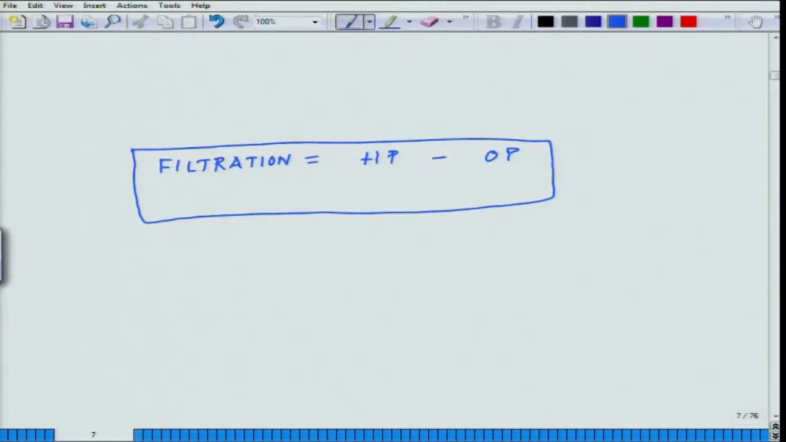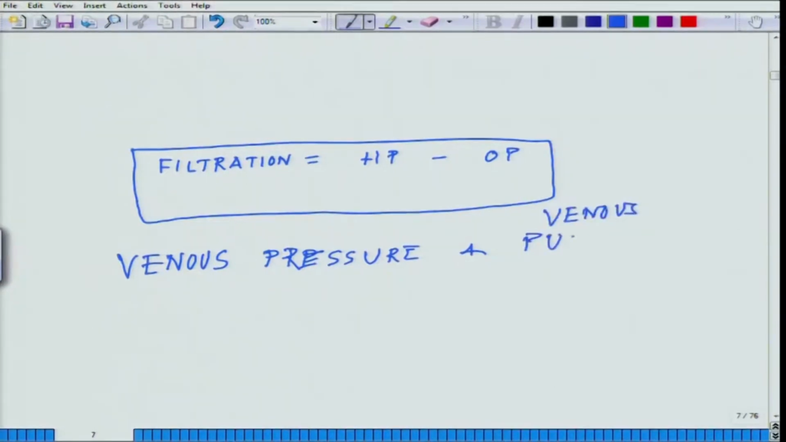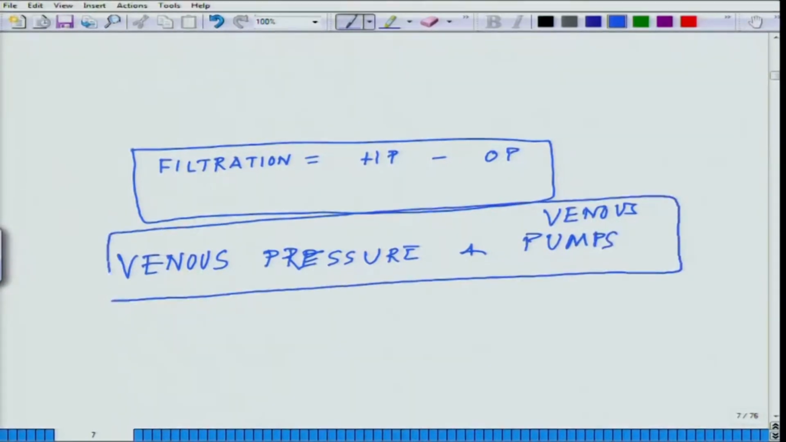So, with this I will move on to the last tail piece of this, which is basically venous pressure and venous pumps. So, again I will take you to a practical situation which will help you to appreciate this.